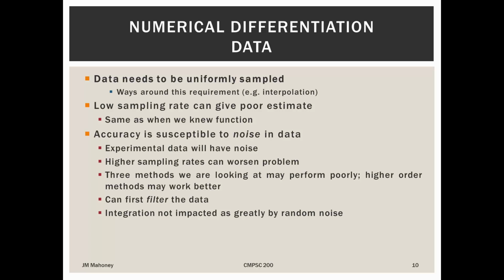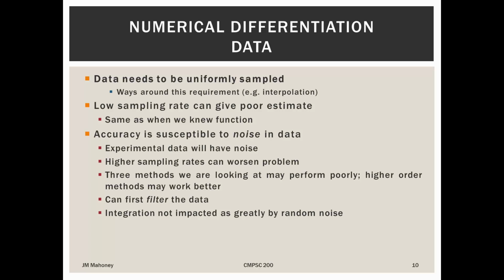And all experimental data is going to have noise in it. It could have a little bit of noise, it could have a lot of noise, depending on our equipment. And actually here, if we're just using a lower accuracy method, a higher sampling rate with noise can actually make the problem even worse. But we can use higher accuracy methods in order to repair this. Also, what we might want to do is filter our data first, which basically smooths out some of this noise. And that's a topic for follow-up courses to this.